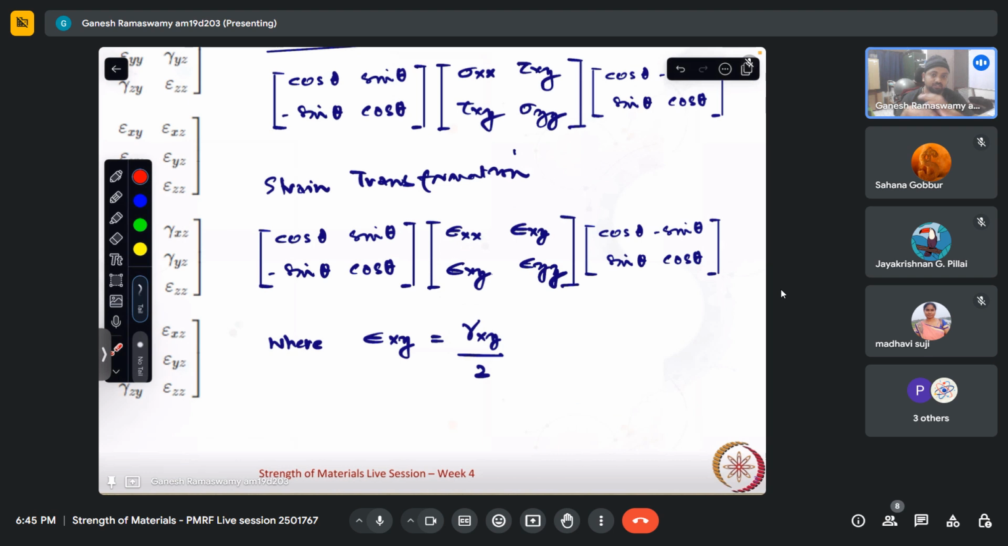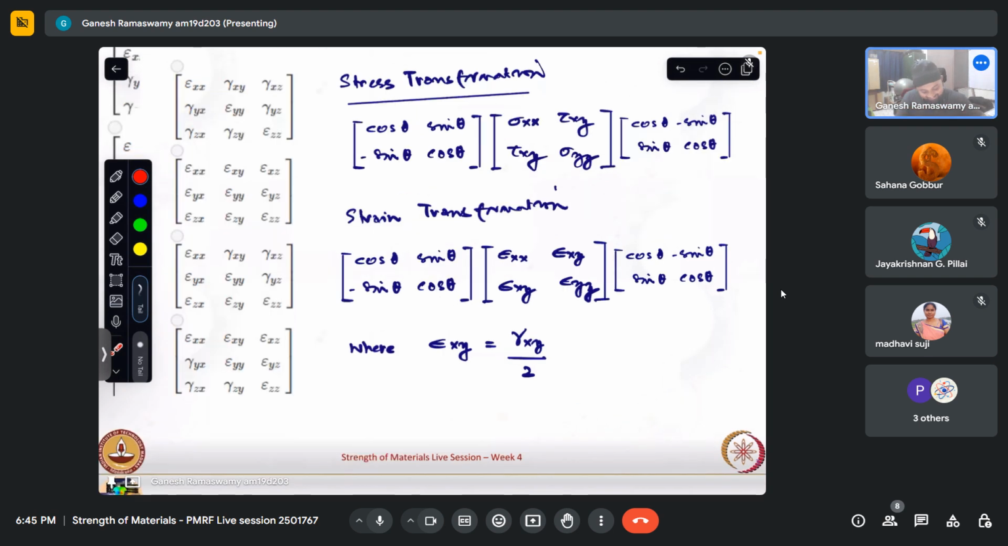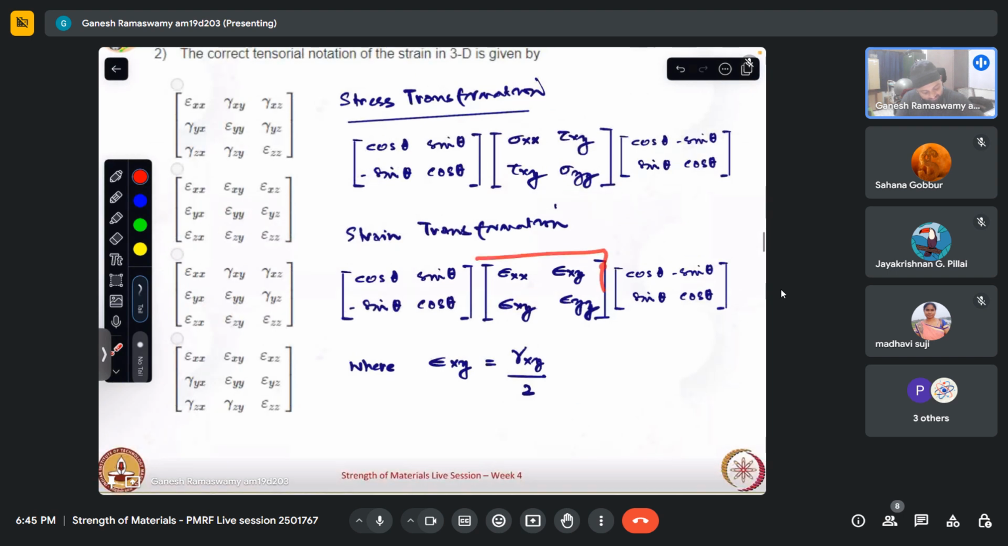So the sum and substance of what I mentioned is that when we write the strain in the form of a tensor, essentially our shear strains are half of the engineering shear strains, which is gamma xy, which is the shear strain which will be caused by tau xy. So I hope that is clear.